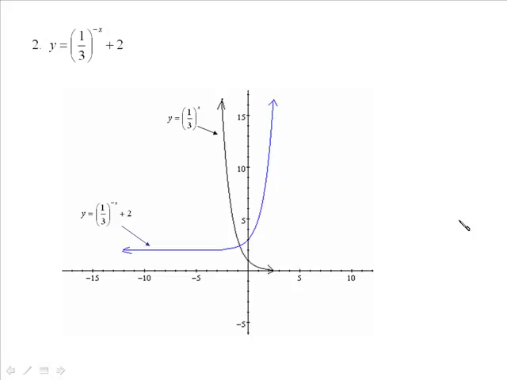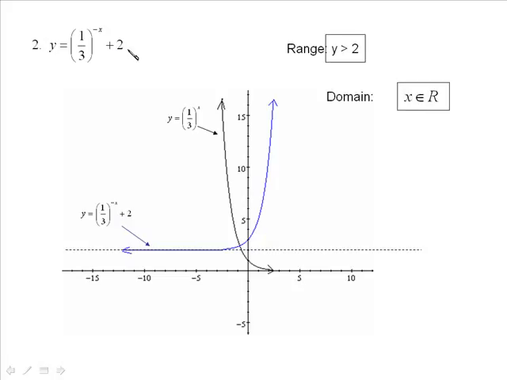So don't think too hard about this question. If you need to get the range, it's going to be y is greater than 2. Here again, we care about the vertical translation. The horizontal asymptote used to be at y is equal to 0. It is now y is equal to 2. The domain, as before, is all real numbers. So these are exam type questions, just basically requiring you to know what you're doing.